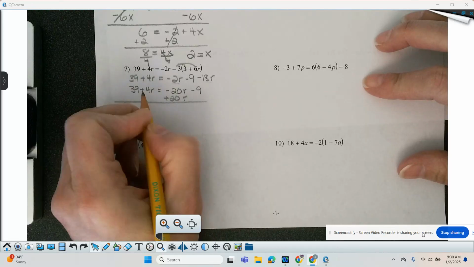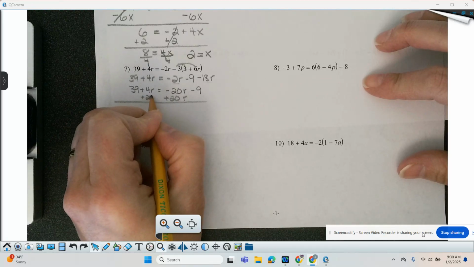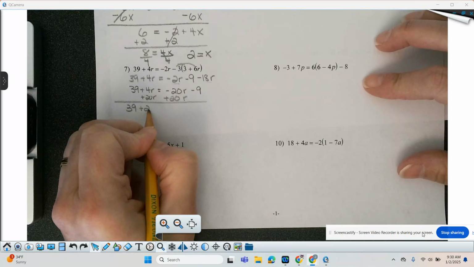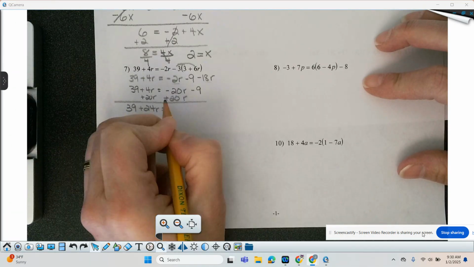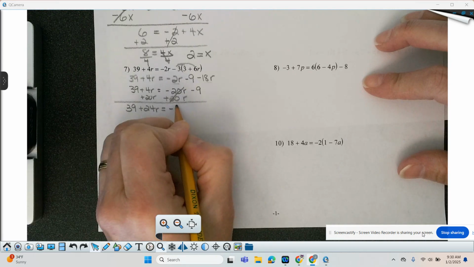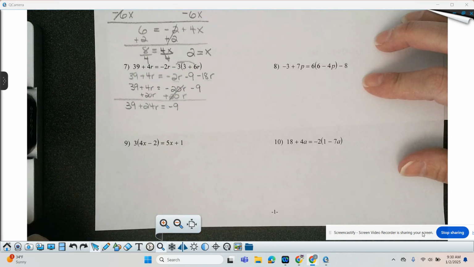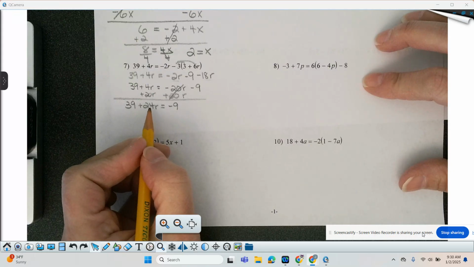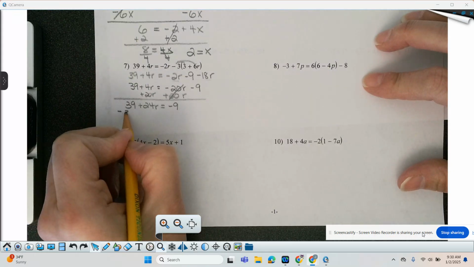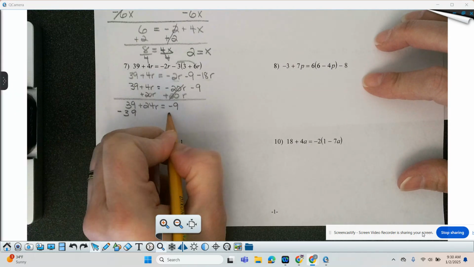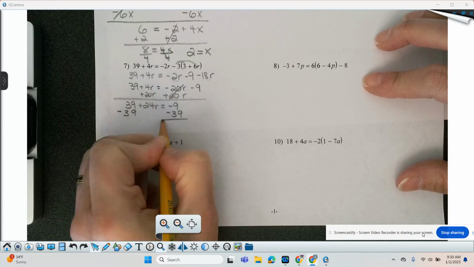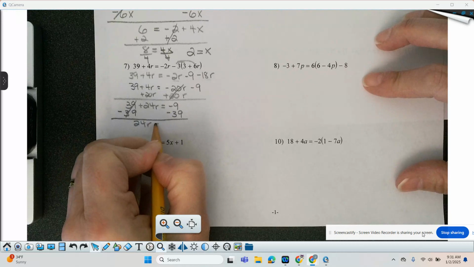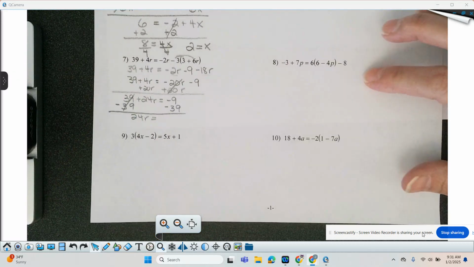I'm going to put it underneath the other r, and then 39 drops down. 20 plus 4 is 24r. Those would cancel, leaving you with a negative 9. If you want r by itself, the number with the letter is the last to move, so I'm going to change the sign of the 39, and move that over to this side, put it underneath like terms, and 24r is going to equal, so that's going to be a negative 48.